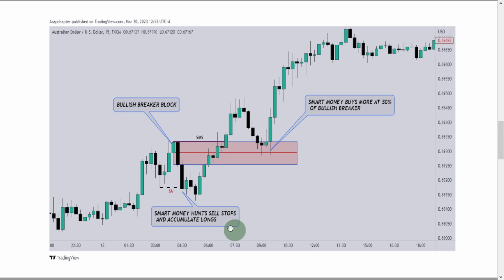Okay, let's look at this example. We have a previous low, smart money comes down, takes liquidity below that previous low, the sell stops below this low. They hunt it, so the SH is stop hunt. After hunting that stop loss, they accumulate longs. They break structure higher, so that's a shift in market structure. Now this last bullish candle prior to the hunt of stops below this low is your bullish breaker. You box it out, 50% ideal for entry. Boom, smart money buys and accumulates more longs from the breaker.